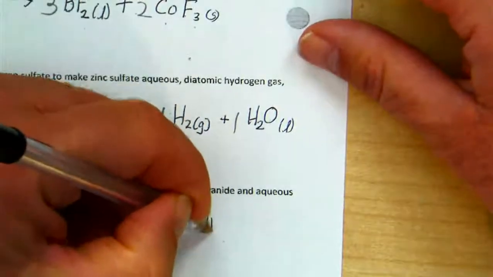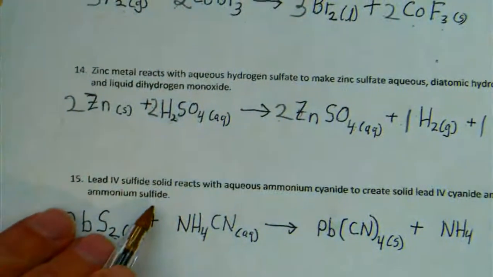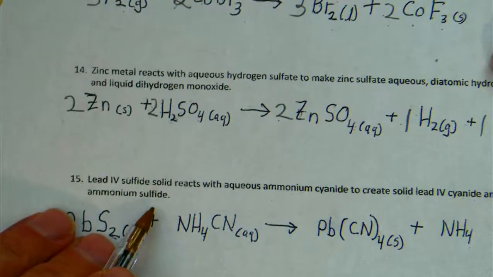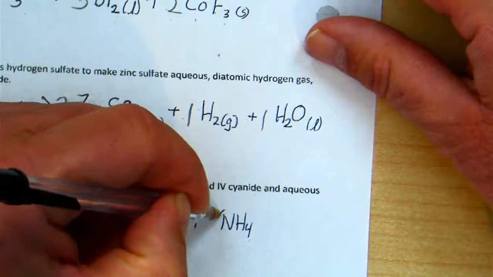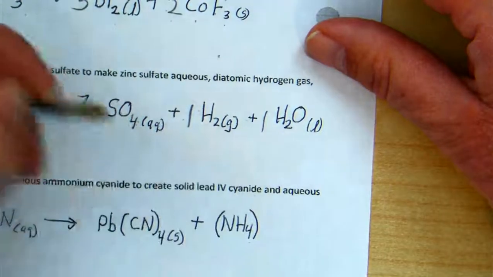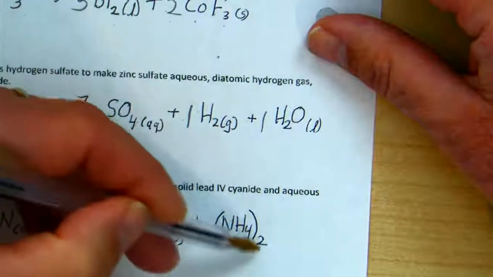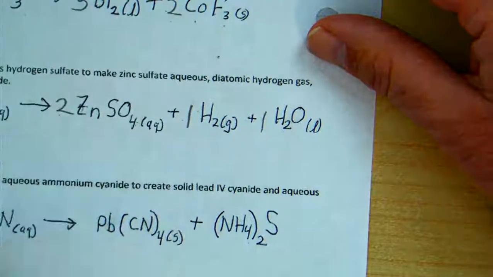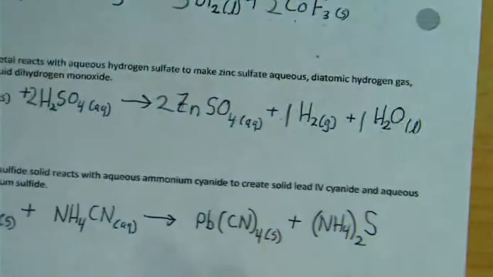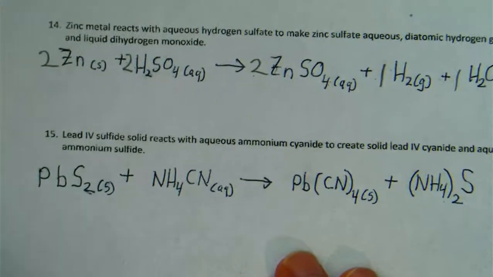Ammonium is NH4 and it always has a 1 plus charge. Sulfide is sulfur and it always has a 2 minus charge. I'm going to need 2 ammoniums, so obligated to have parentheses around the ammonium polyatomic ion, subscript 2, so that I have a 2 plus charge to cancel the 2 minus charge of the sulfur. There is my skeletal chemical reaction. And now to balance it.